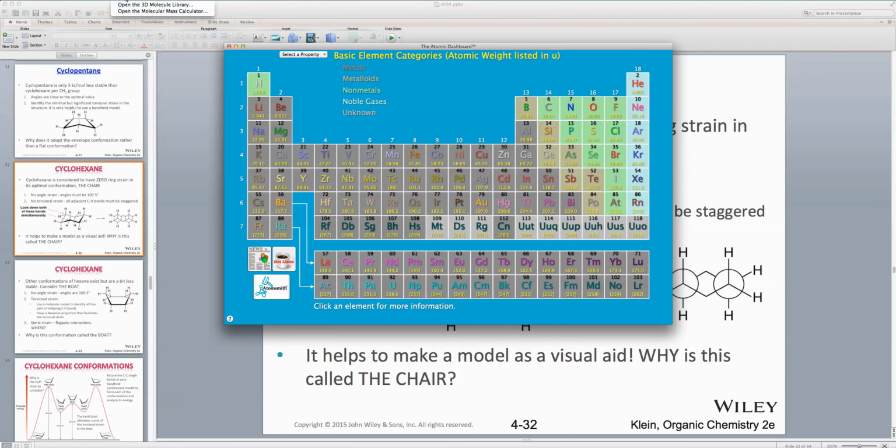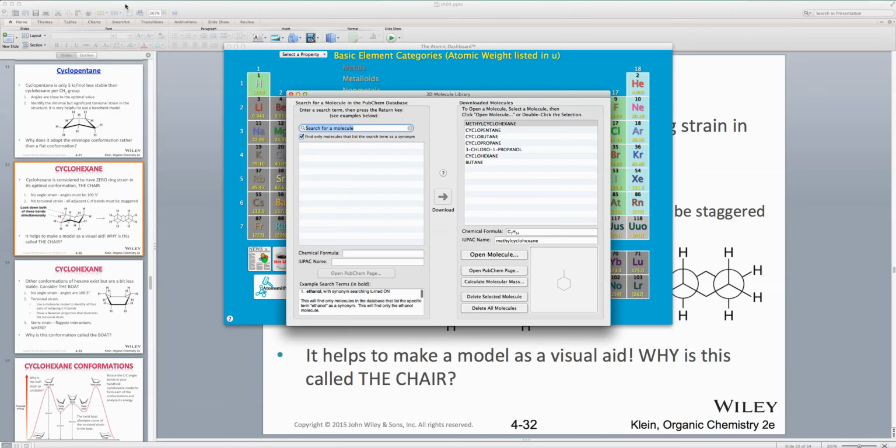So now we're ready to start talking about the most important of the carbon homocycles, cyclohexane. And I think where I want to begin is just by showing you a model of cyclohexane and how its Newman projection is going to look quite different from everything else that we've seen.